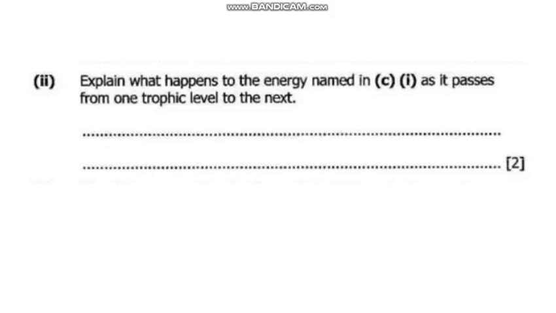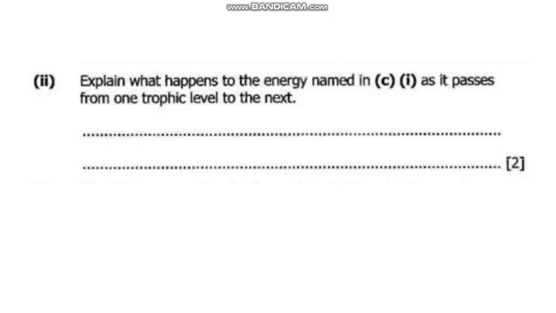Okay, so for example, if you have 5,000 kilojoules of energy from the producers to go to the next level, that energy will be decreased by 10%. So from 5,000 you go to 500. From 500 you go to 50. So you can see that from each trophic level, the energy is being reduced by 10%.